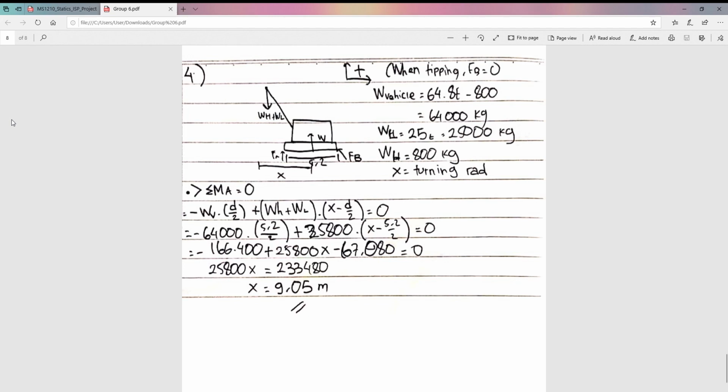9 meters, give or take a few numbers plus or minus, but should be around 9 meters. Yeah. Thank you.